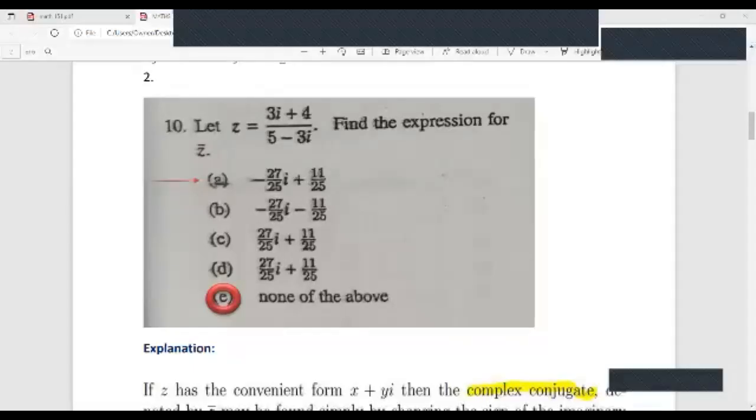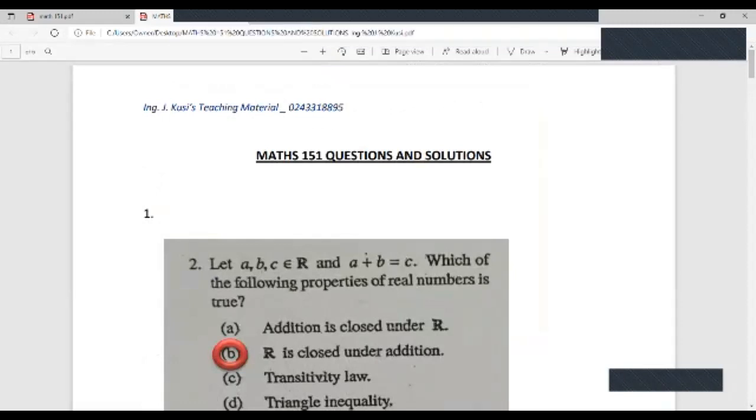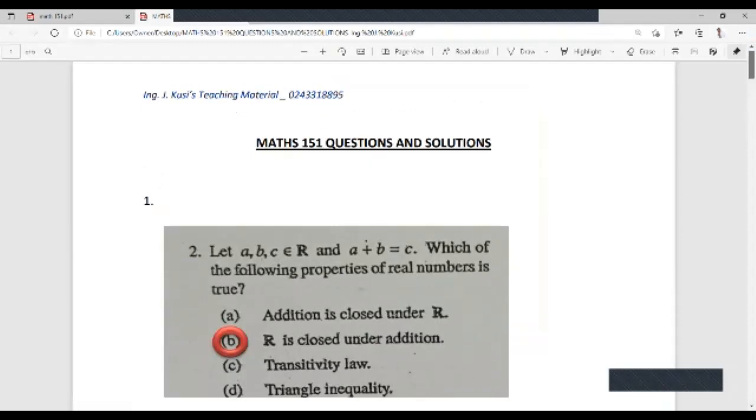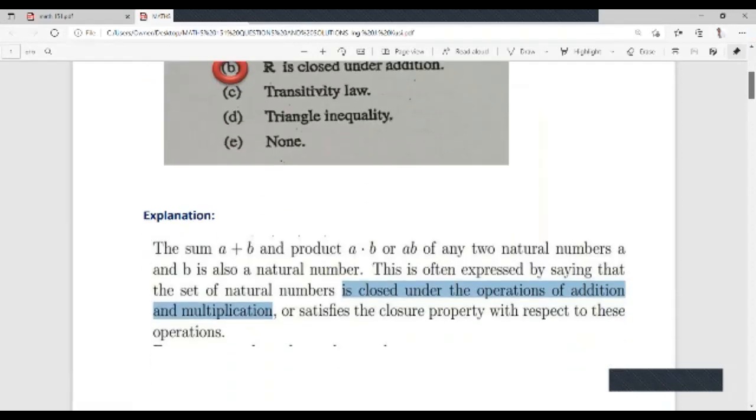Okay, good. So I'm sharing the screen now. So we have already had this one and said the answer is B, which is R is closed under addition and multiplication. That is past question number 2, being our question 1 here.